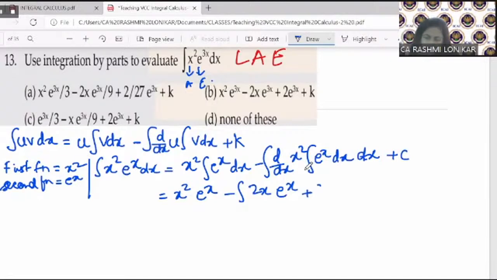Because again this integration is how much? e raised to x. So this is e raised to x dx. So instead of 2 dx, now I'm writing only 1 dx. So write it clearly.